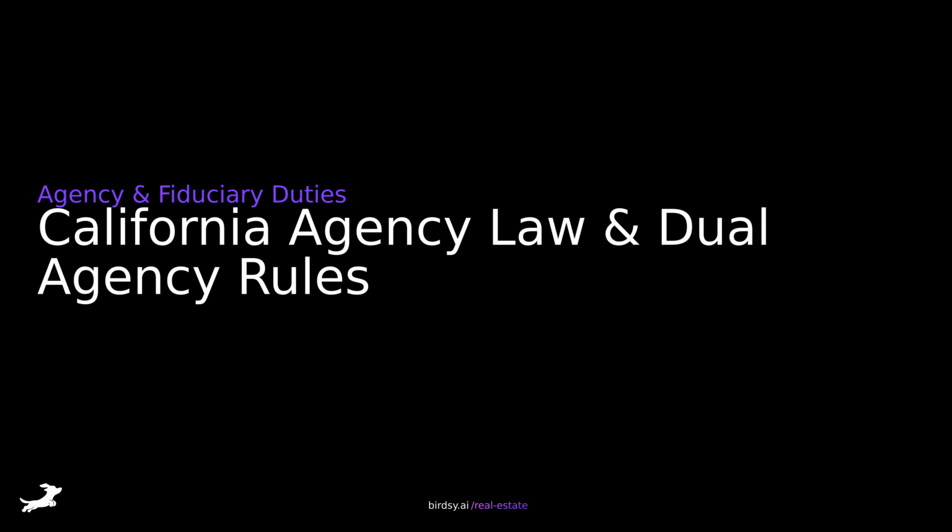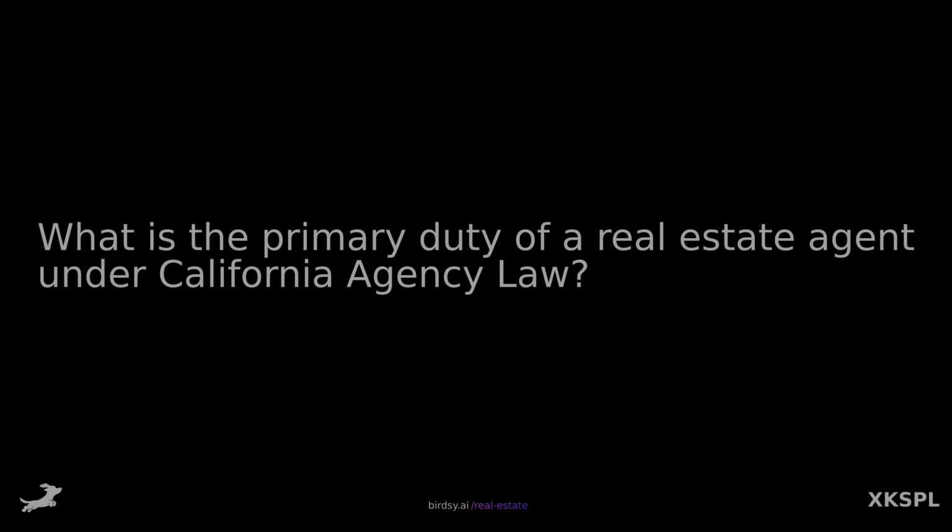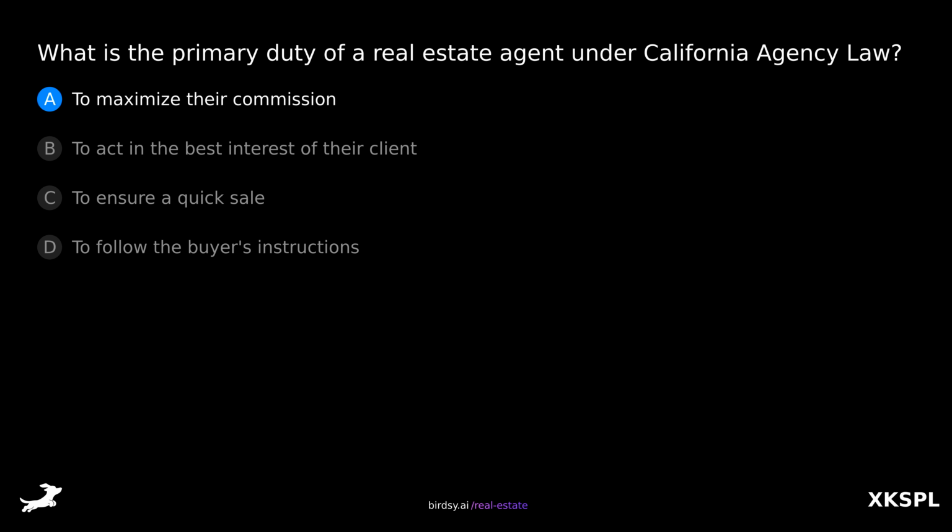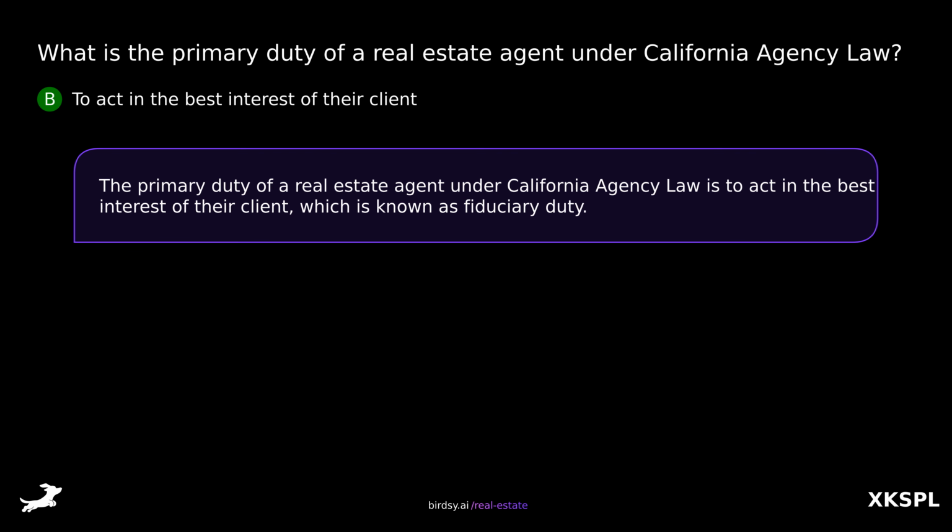California agency law and dual agency rules. What is the primary duty of a real estate agent under California agency law? Is it A, to maximize their commission, B, to act in the best interest of their client, C, to ensure a quick sale, or D, to follow the buyer's instructions? The answer is B, to act in the best interest of their client. The primary duty of a real estate agent under California agency law is to act in the best interest of their client, which is known as fiduciary duty.